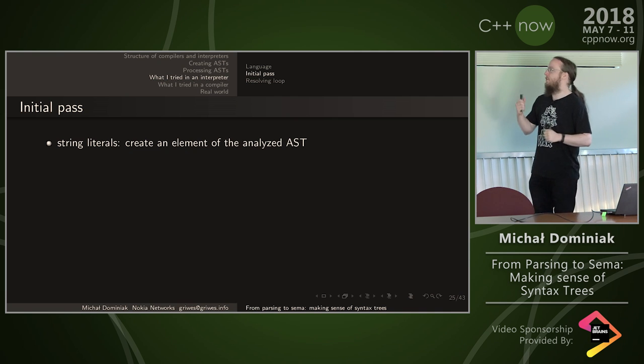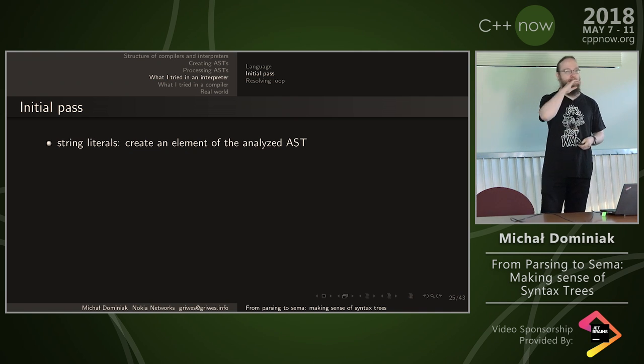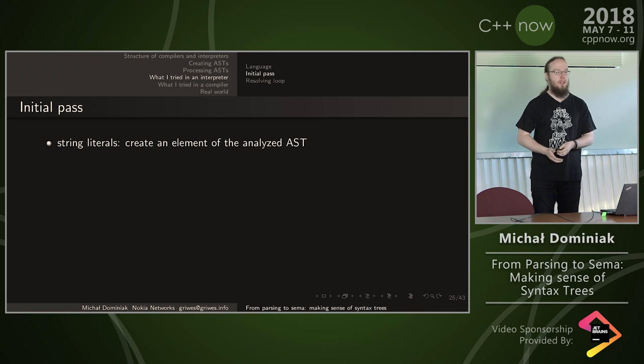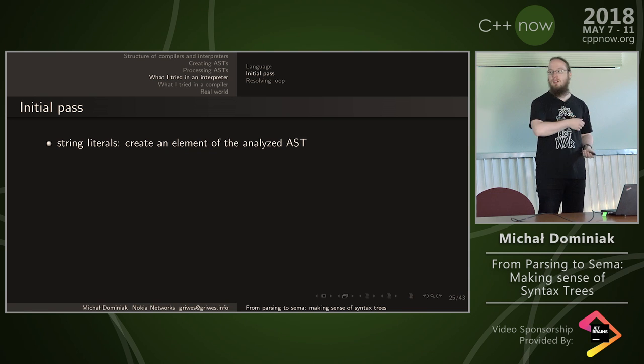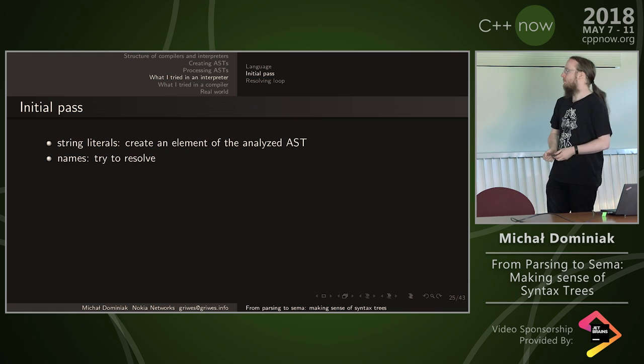All right, so string literals are quite simple, right? They are just constant, so we don't have to do anything in the analyzer. So we just create a node of the analyzed AST that says, this is a string, this is its value.